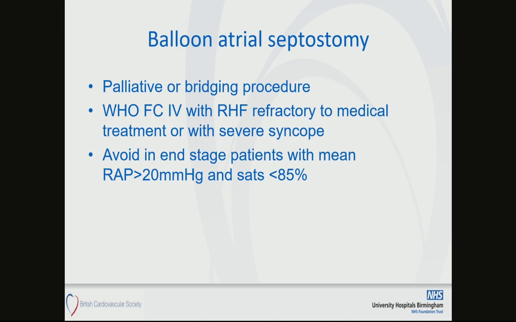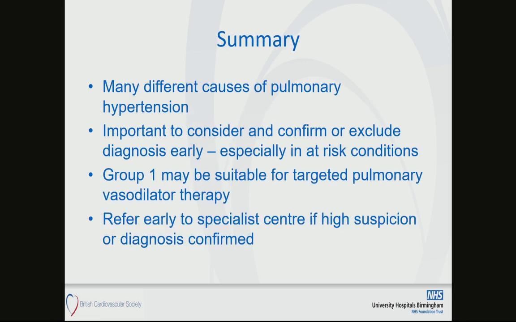Balloon atrial septostomy, this is really your bailout procedure. So it's a palliative or bridging procedure, for those on the lung transplant waiting list on maximal medical therapy, but incredibly symptomatic. So it's for WHO functional class 4 with heart failure refractory to medical treatment, or if you've got severe syncope. Don't do it in end-stage patients if the mean RA pressure is greater than 20 and SATs are below 85%, because the patient will fall in a heap in front of you and probably die.